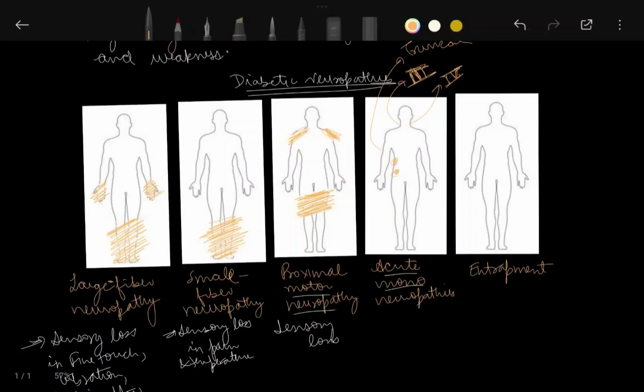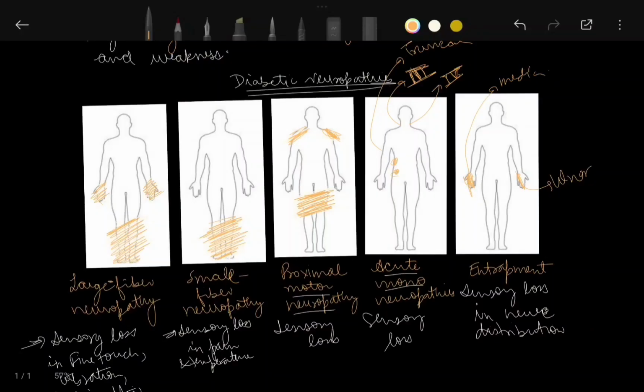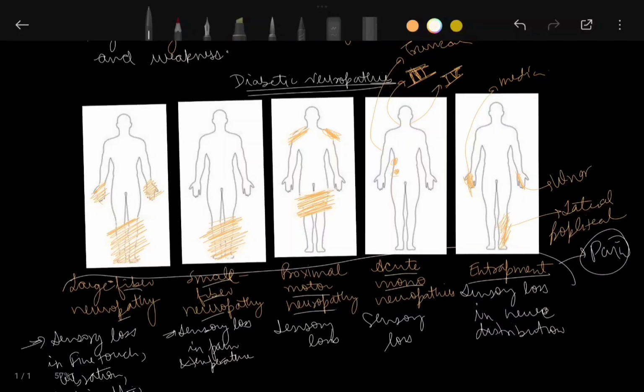Now entrapment. After entrapment, there is a sensory loss in nerve distribution. For example, any kind of nerve can be entrapped: ulnar, median nerve, and over here comes the lateral popliteal nerve. Okay, and the pain is present in all these. So the types of diabetic neuropathies are large fiber neuropathy, small fiber neuropathy, proximal motor neuropathy, acute mononeuropathy, and entrapment.